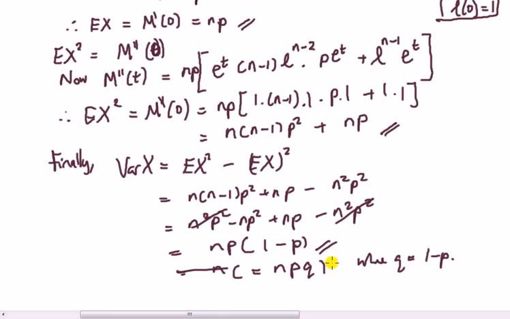So I've just shown you how to use the MGF to find the mean and variance for the binomial. Not the most efficient way, not the shortest way to get this, because you wouldn't use the MGF to do this. But if you had to, that's what you would do.